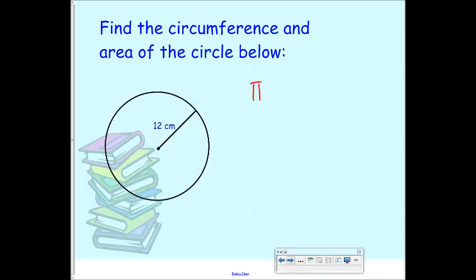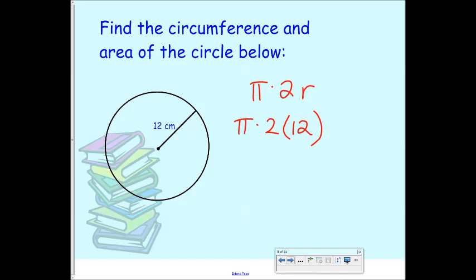Now, here's where I tell you the good news. In my class, you can always write things in terms of pi. And that means you don't actually have to multiply it by 3.14. Just leave the pi symbol. So what's 2 times 12? So I'm just going to write my answer as 24 pi. And that's it.